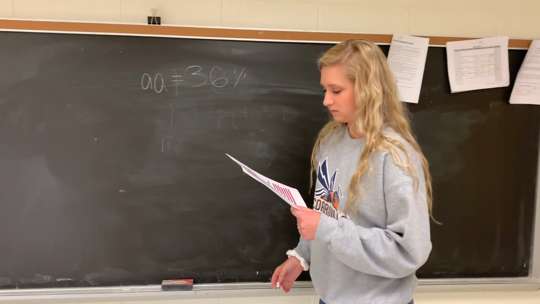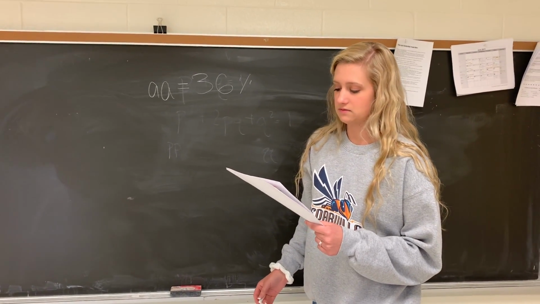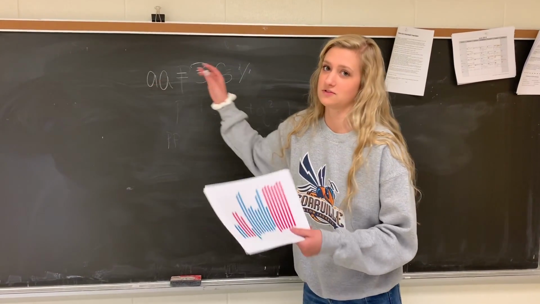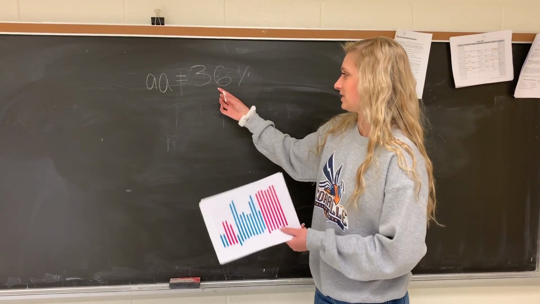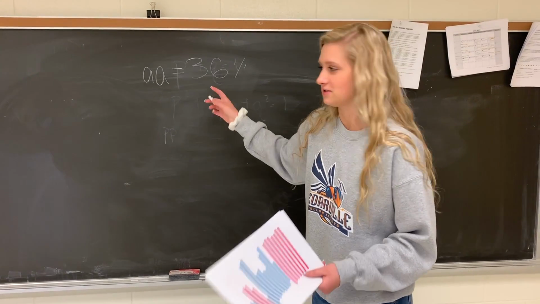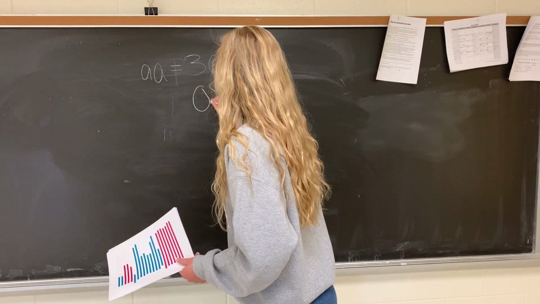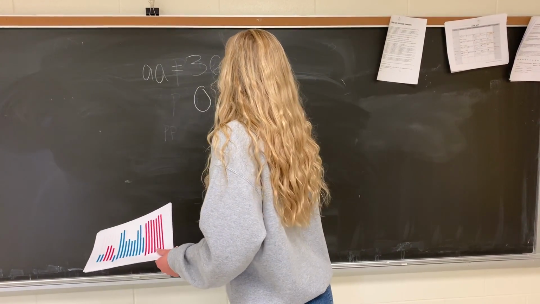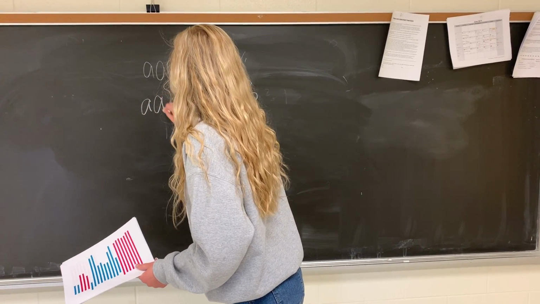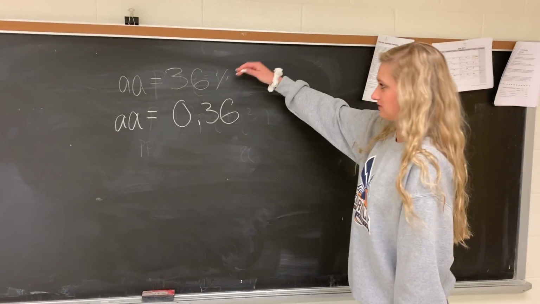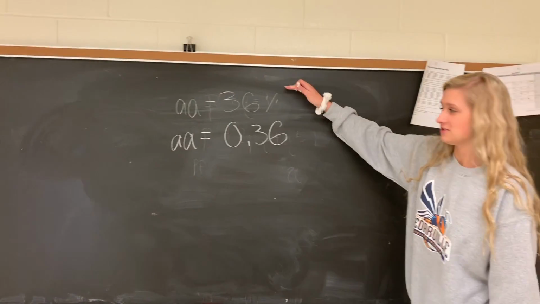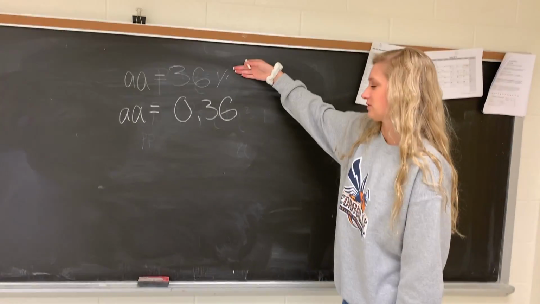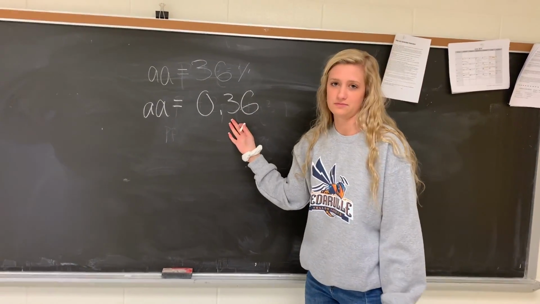So first, we are finding the frequency of the aa genotype. That's pretty easy. All you have to do is make this a decimal instead of a percentage, which would be 0.36. So if it asks for percentage, it's an actual percentage, but if it's a frequency, all you have to do is make it a decimal.